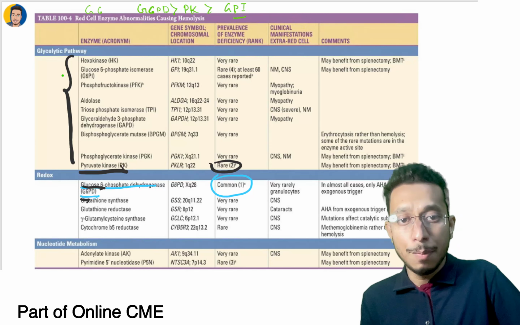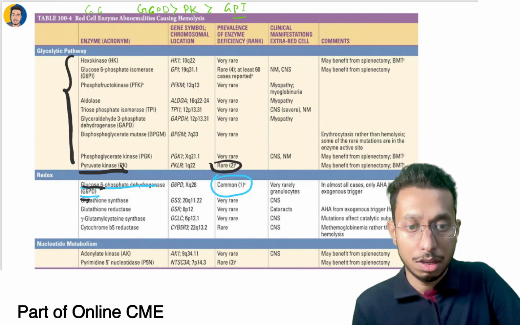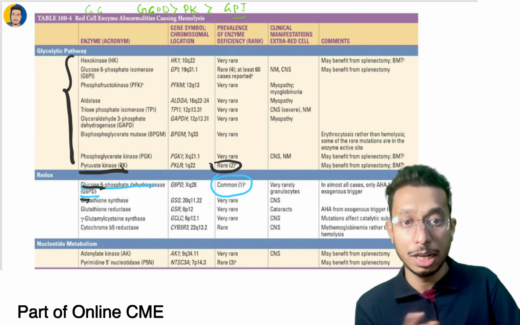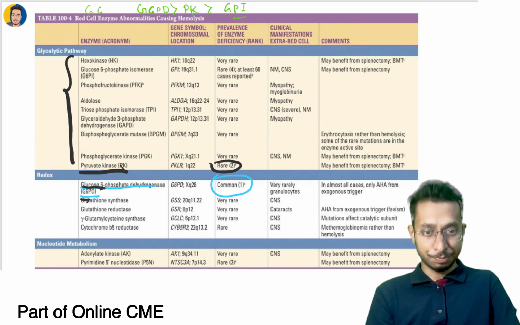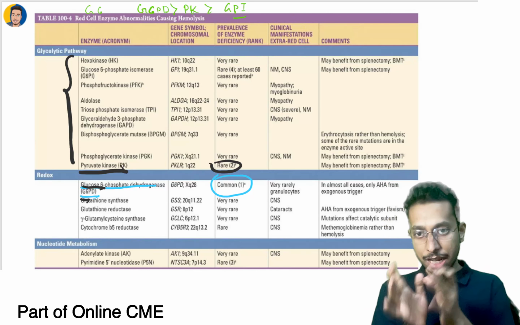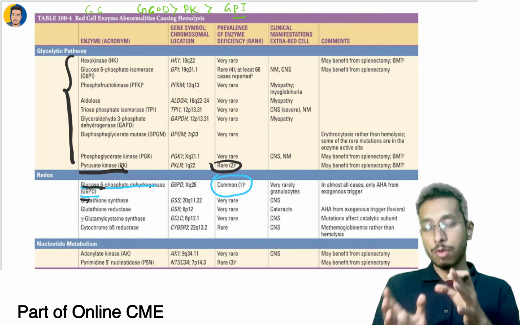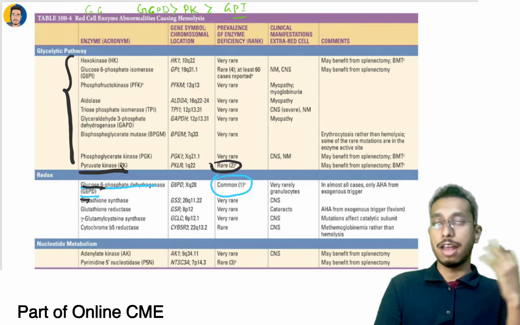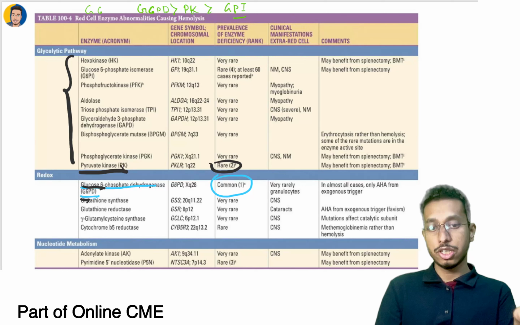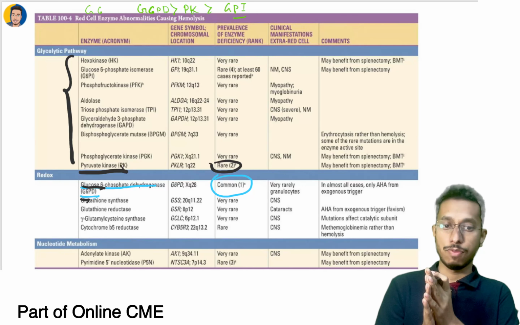Okay. Now coming to the most common enzyme disorder of the glycolytic pathway, which is pyruvate kinase. Remember, presentation can be of two ways. One can be in the newborn itself, as neonatal jaundice requiring phototherapy and exchange transfusion, with the reticulocyte count increased, suggestive of hemolytic anemia, and there is a need for ongoing blood transfusion.